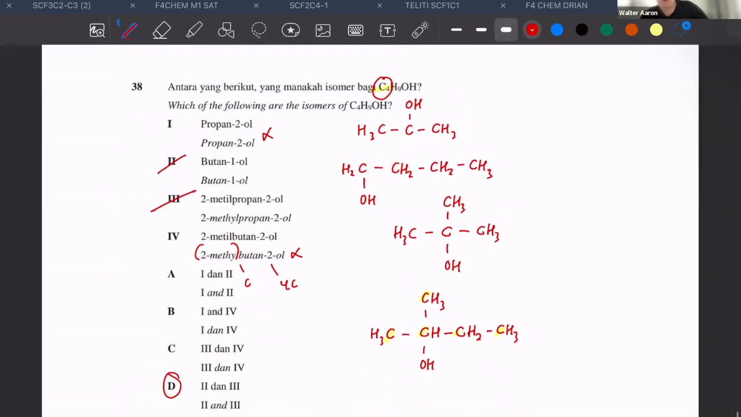If you are in doubt and don't know how to write the formula out, you can always just draw the structure. If you want a general formula of alcohol, it is basically CnH2n+1OH. So by using the formula, you can also tell the number of carbon atoms, number of hydrogen atoms, and so on.